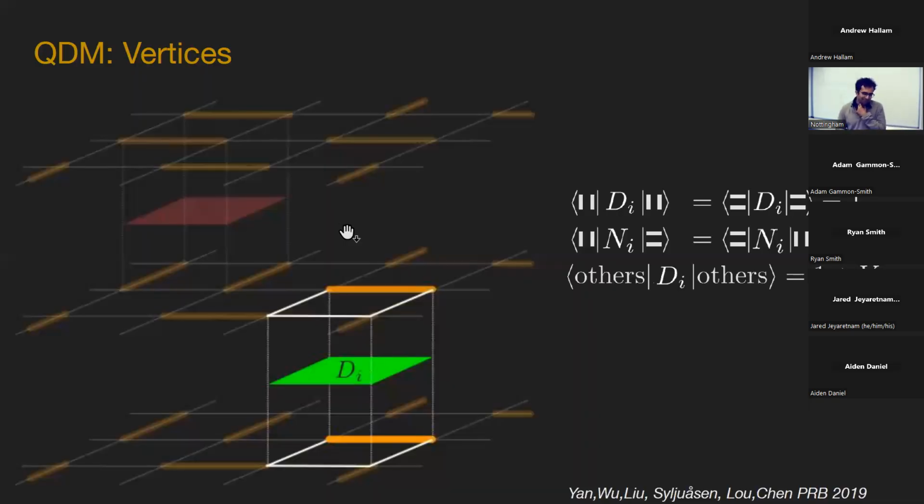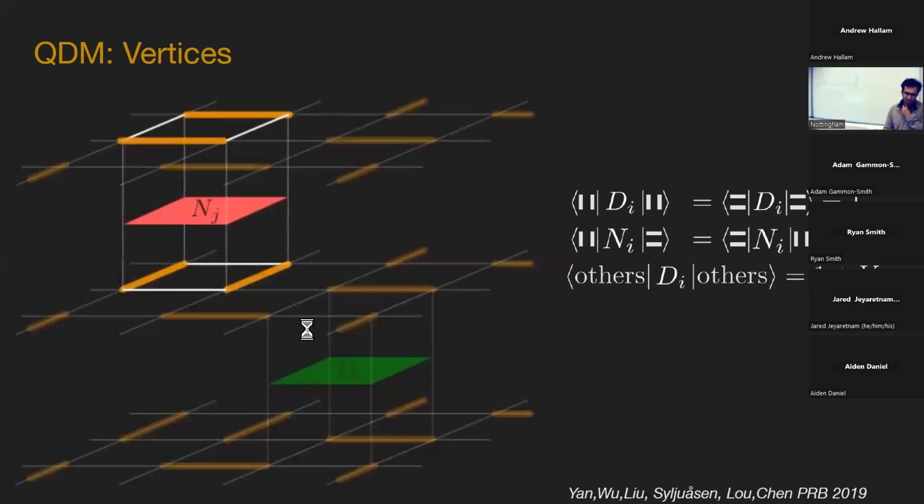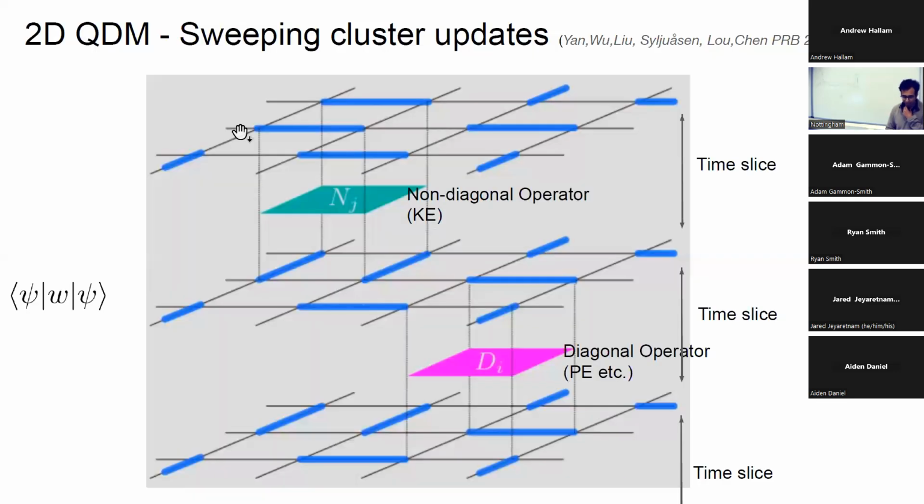Here I have two kinds of vertices. One is the diagonal vertex, which takes some configuration, which can occur between two time slices where the dimer configurations are identical. Or you could have a non-diagonal operator between two time slices where one of the plaquettes has a pair of dimers that has rotated by 90 degrees.